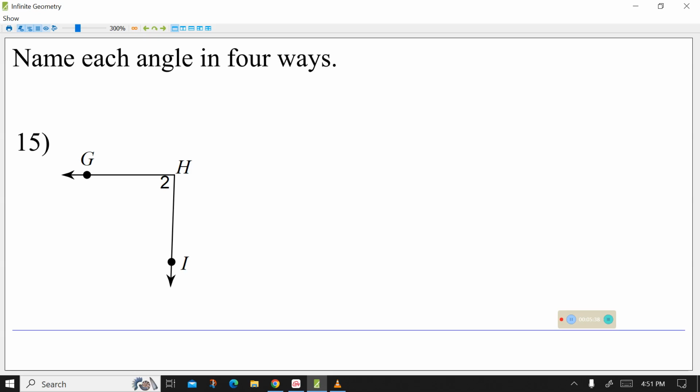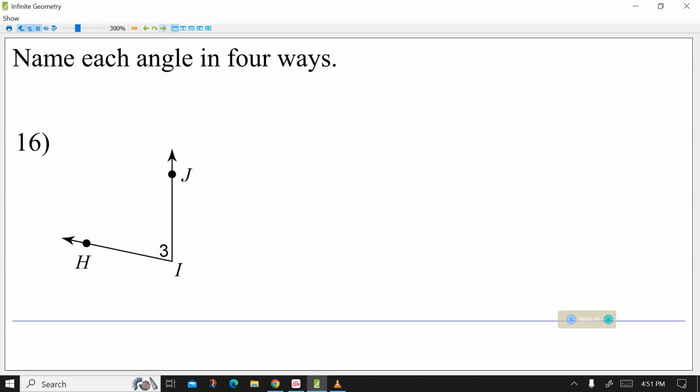Now let's go try 16. One more try. So maybe you made a couple of mistakes in the last one. Try to do this one again. See what you get for your angles. You should have these 4 ways. We could have angle I, angle 3, HIJ and JIH. So these are the ways we name that angle.